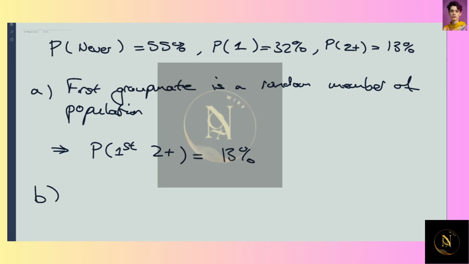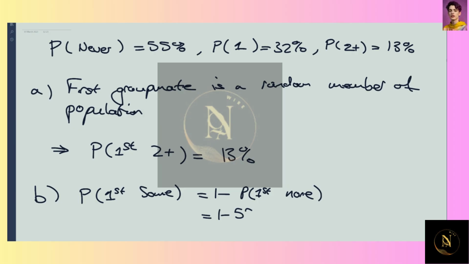Part B, what's the probability that they have studied some calculus? So the probability that the first has studied some is 1 minus the probability that the first has studied none. So that's 1 minus 55%, which is 45%.